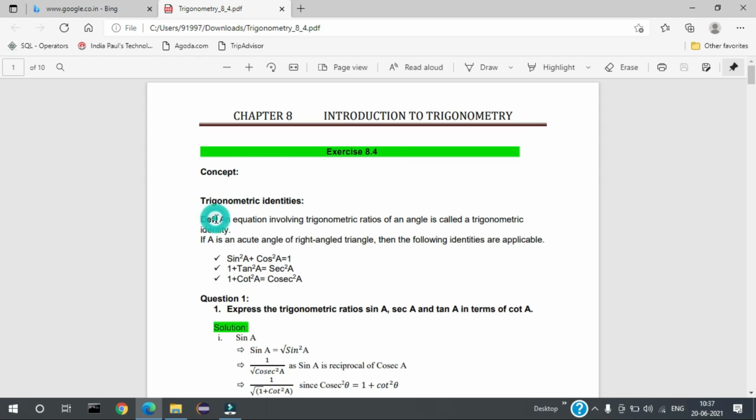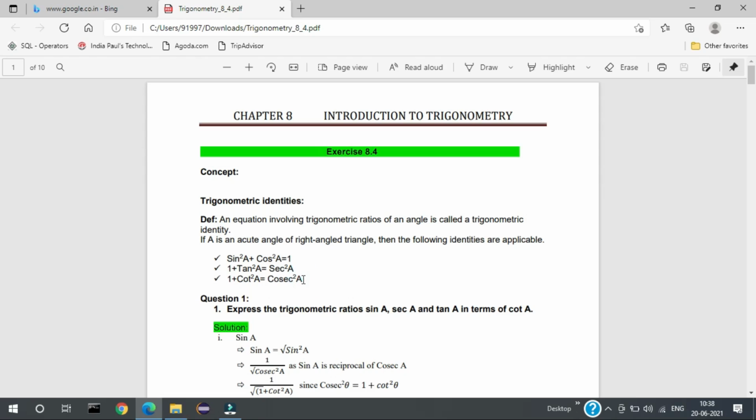Definition: an equation involving trigonometric ratios of an angle is called a trigonometric identity. Suppose A is an acute angle of a right angle triangle, then the following identities are applicable. Sin square A plus cos square A equals 1. 1 plus tan square A equals secant square A. 1 plus cot square A equals cosecant square A.